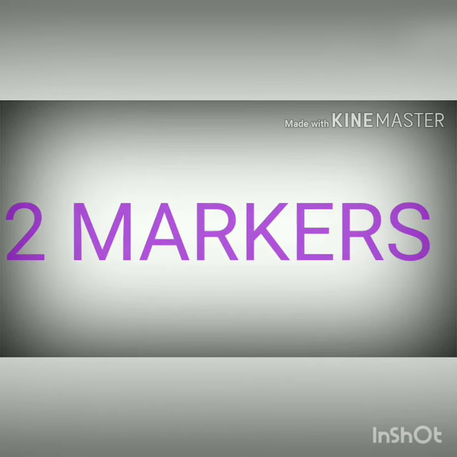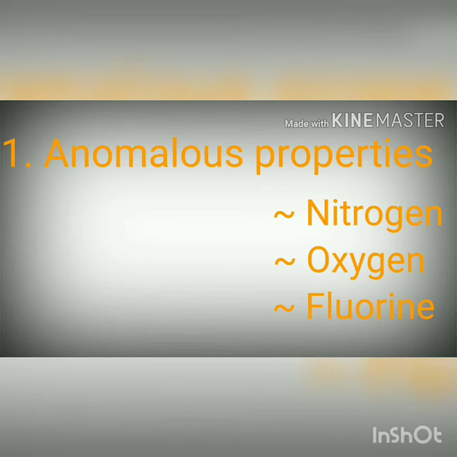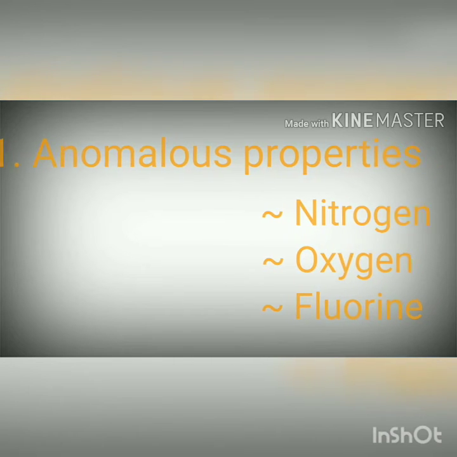Now let's see what 2 markers can be asked from this chapter. The 2 markers are anomalous properties. Frankly speaking, anomalous properties are very simple, very straightforward and also very important. You have many compounds here, so which compounds' anomalous properties are more important? We'll see that: nitrogen, oxygen and fluorine. If you know the anomalous properties of only these 3, that's more than enough.